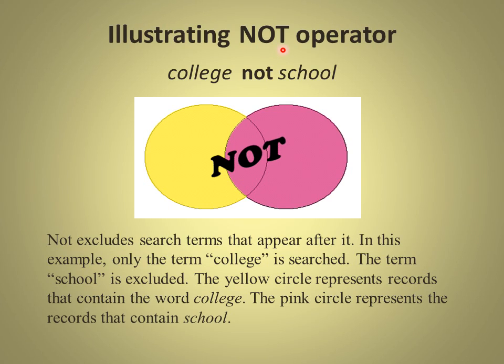NOT excludes search terms from a search. It forbids the word or words after it from appearing in a search. In this example, only the term college is searched. The word school is excluded.